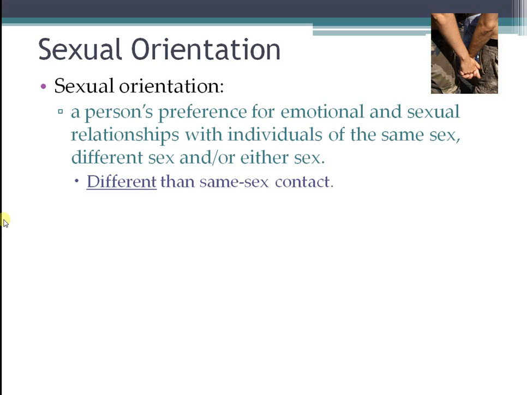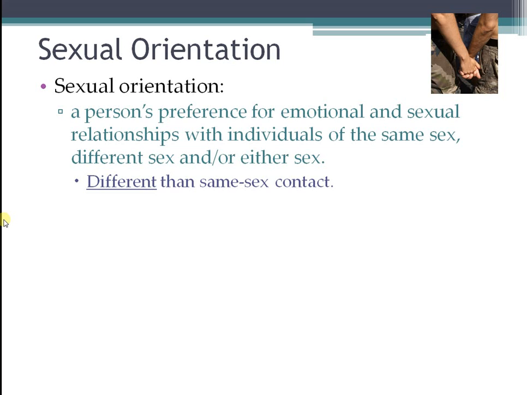Now, briefly talk about sexual orientation. We talked about sexual orientation as a preference for emotional and sexual relationships with individuals of the same sex, different sex, and or either sex. The distinction we make here is that this is different than same-sex contact. A person could have same-sex contact, could have a sexual encounter with someone of the same sex, but still identify as potentially straight or heterosexual.